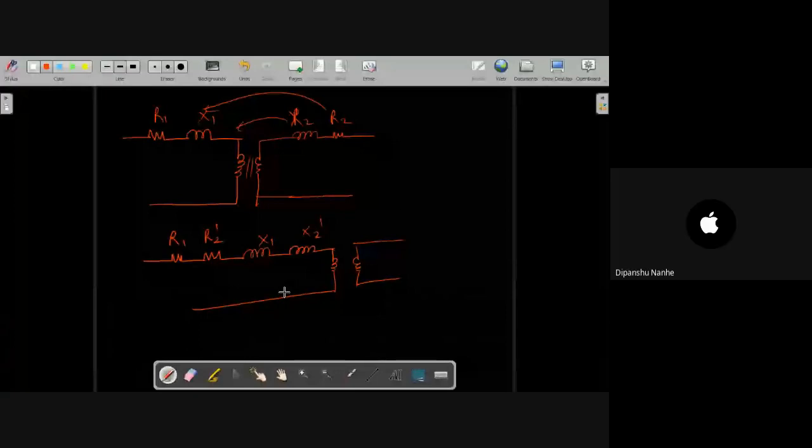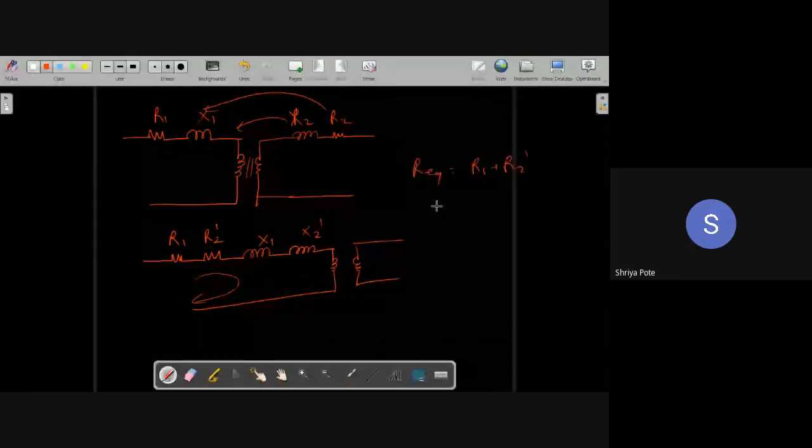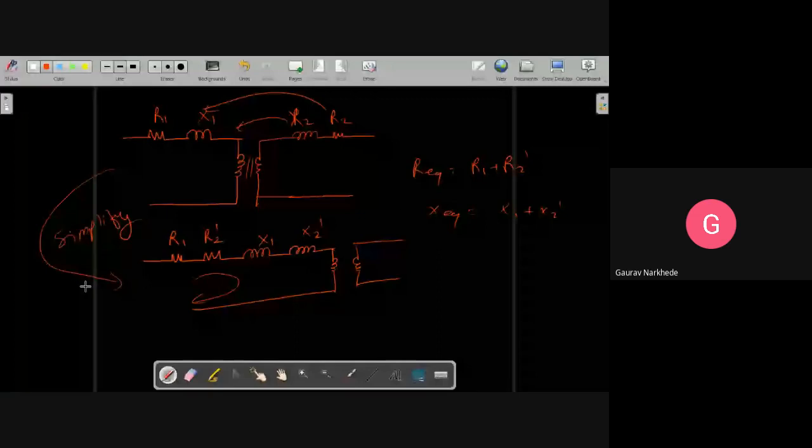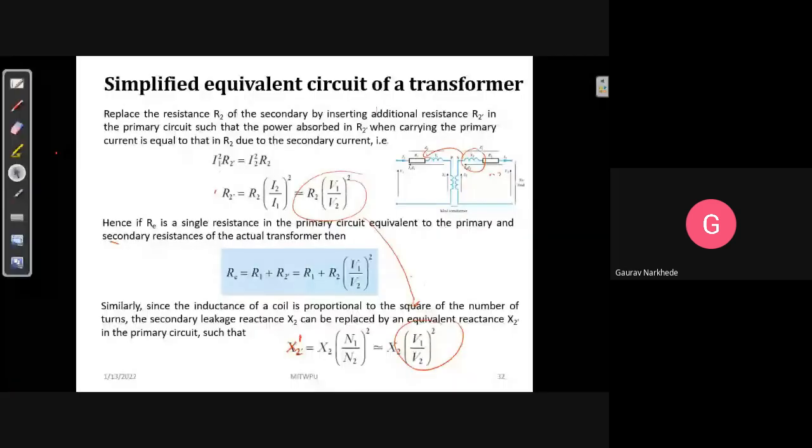Okay, so my two circuits have come into one circuit now. REQ is what, R1 plus R2 dash, and XEQ is what, X1 plus X2 dash. My circuit has been simplified, right? So that's why this is called the simplified equivalent circuit of the transformer. Okay, now I will go to the next PPT and then you can get a clear idea about that.